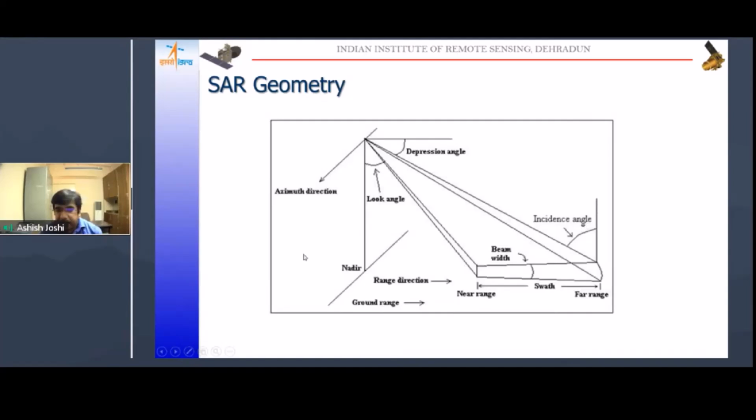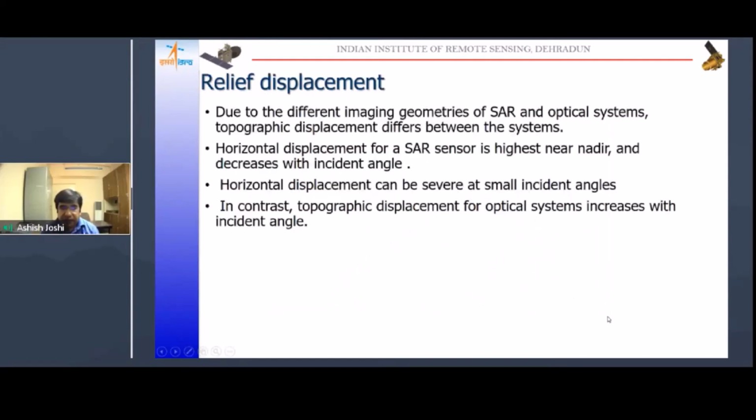This is the look angle. So if the surface is planar, then this look angle is equal to the incidence angle. Otherwise, it will not be. So for a planar surface, the look angle will always equal the incidence angle. Okay, so these are some of the geometrical parameters of the SAR.